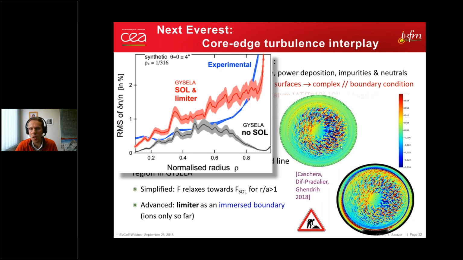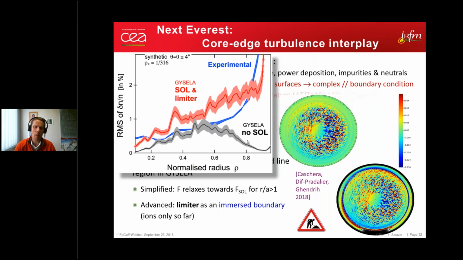And when you do not take into account, or more properly, the boundary condition, then you do not manage to recover the experimental observation that the relative density fluctuations increase a lot when you move toward the scrape-off layer. So there is no way to recover the increase of the perturbation here if you do not take into account the scrape-off layer.